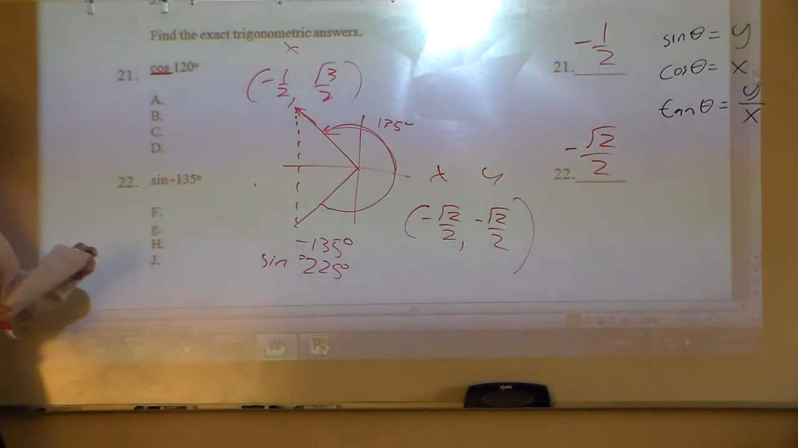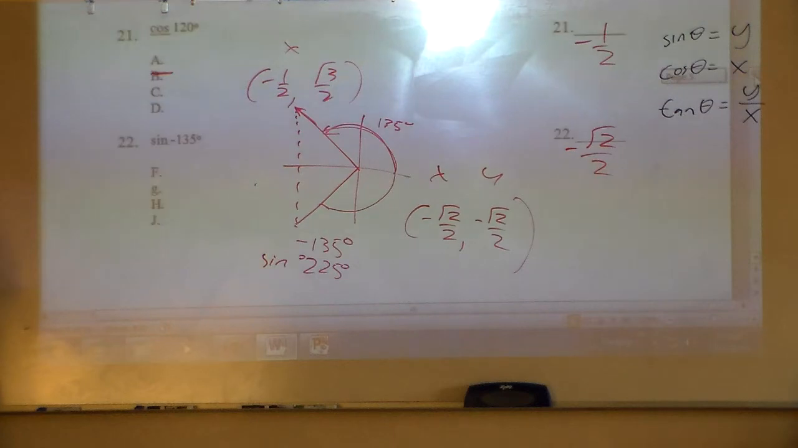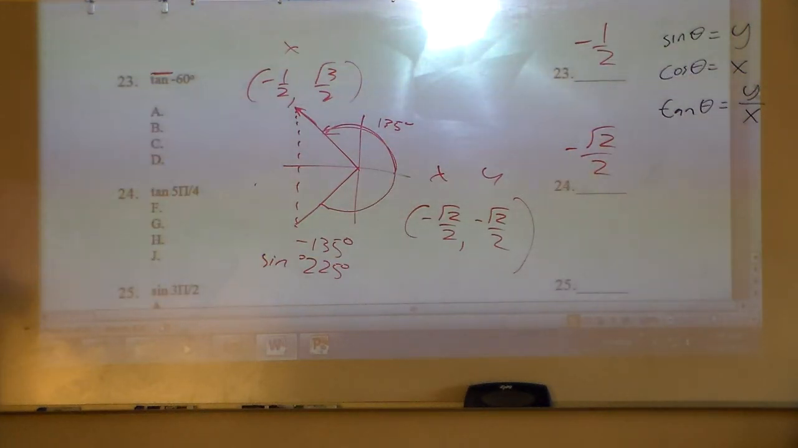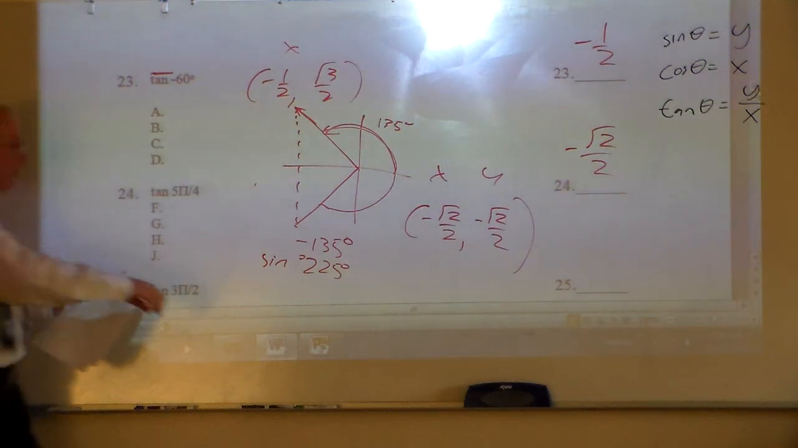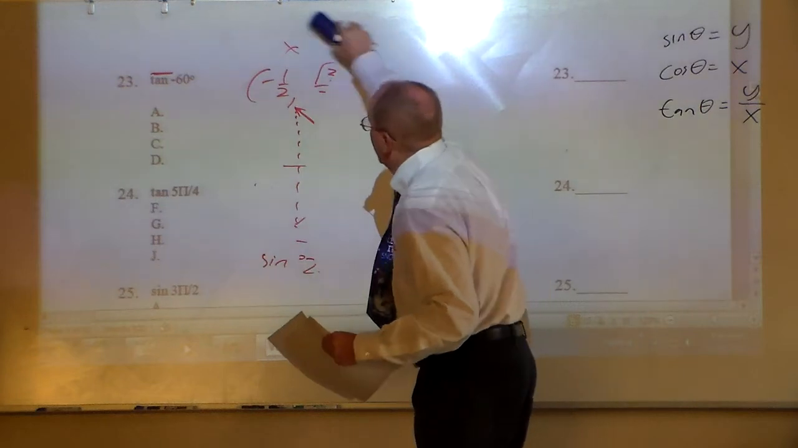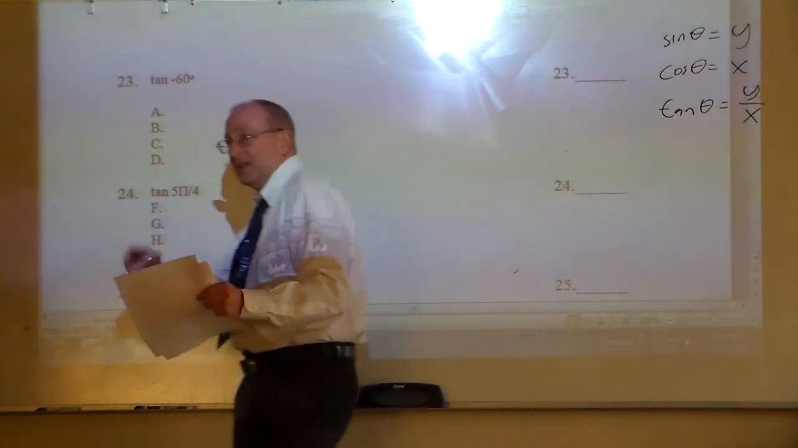All right, there we have problem 21 and 22. I believe the next one we have is problem number 23. So we'll slide it down just a little bit. Oh, and here we go. Same type of stuff right here. Once again, this time instead of positive 60, it is negative 60.